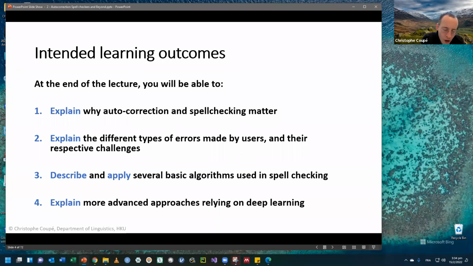I'm going to give you two very well-known things. And then you will be able to explain to some extent more advanced approaches relying on deep learning. So that's what we have in store for today.